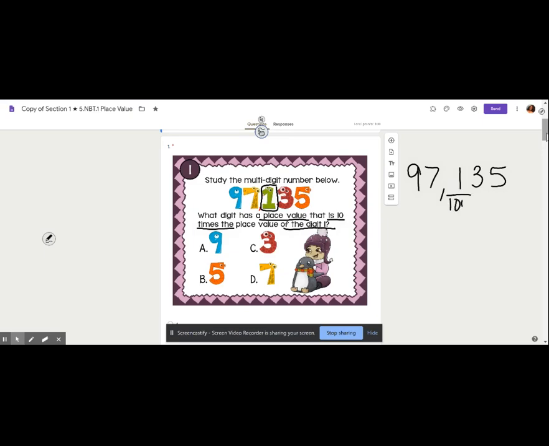I know this is the hundreds place. So if I want 10 times the hundreds place, then I need to do 100 times 10. Simple as that. What's 100 times 10? That's 1 times 1, which equals 1. And then I bring down my 3 zeros. 0, 0, 0. So which place value is that? Thousands place.